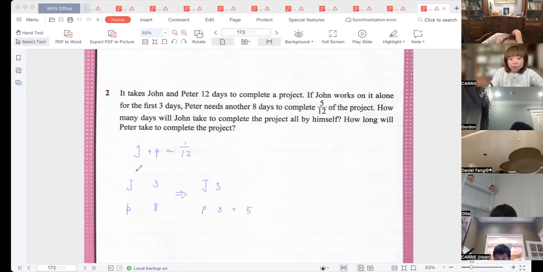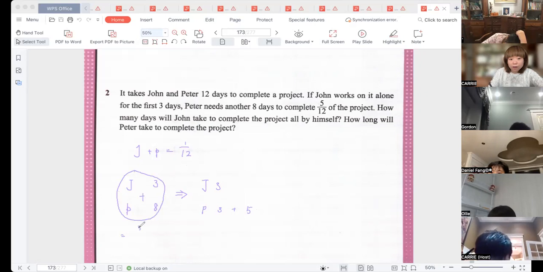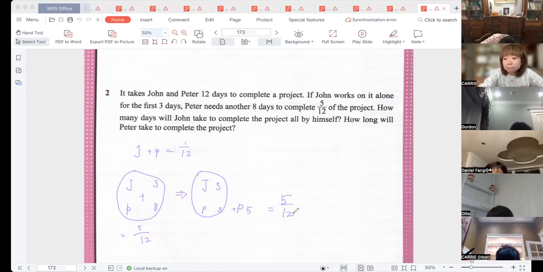Okay, so John 3 days plus Peter 5 days equals what? Equals 5/12 of the whole project, right? But we can also write it as John 3 days, Peter 3 days, and Peter 5 days, together equals 5/12. Do you understand, everybody, this part?